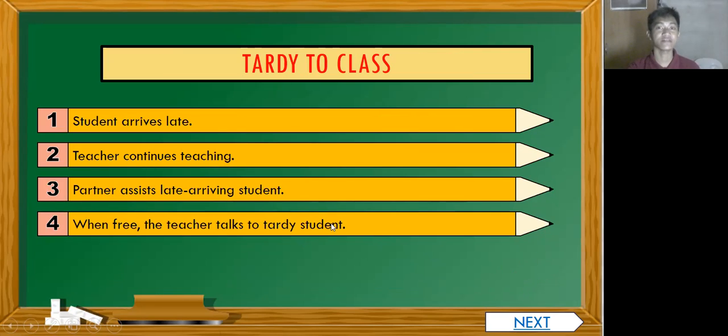This is for the tardy students in class. When a student arrives late, the teacher must continue teaching. It is the responsibility of the partner to assist the late-arriving student. When free, the teacher talks to the tardy student to know the reason why he or she is tardy in class.